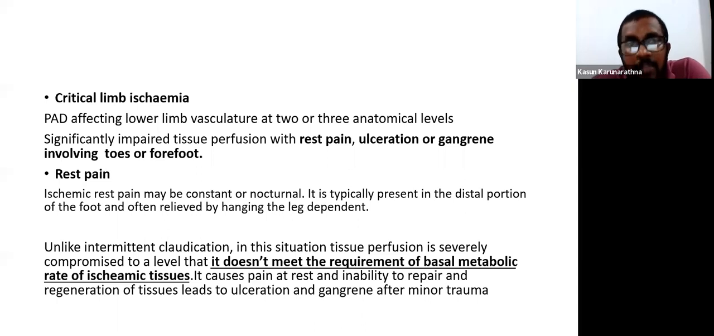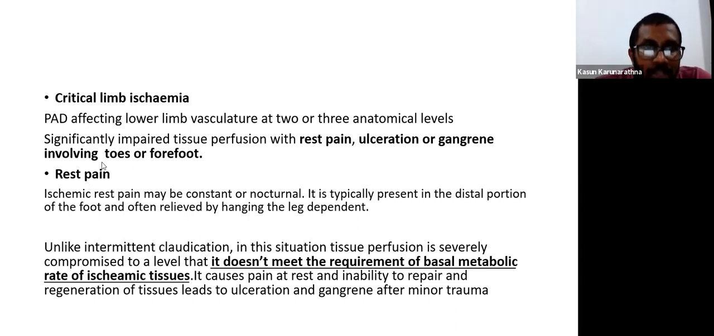So in critical limb ischemia, the patient will present either with rest pain or tissue loss, non-healing ulcers, because the arterial occlusion is so severe that blood supply is inadequate to maintain basal metabolic rate or wound healing. If they can't maintain the basal metabolic rate, it's obvious that blood supply is inadequate to repair damaged tissue, right? Because wound healing requires good nutrition, blood supply, and everything, right? There is significantly impaired tissue perfusion with rest pain, ulceration, or gangrene involving the toes and forefoot. And usually in critical limb ischemia, the lower limb vasculature will be affected at 2 or 3 anatomical levels, not only one level.